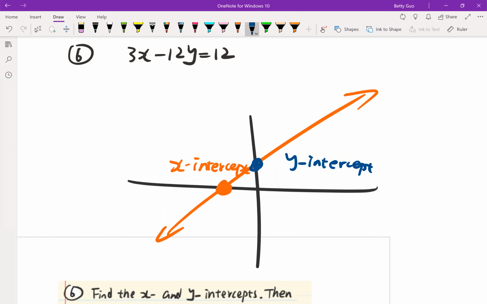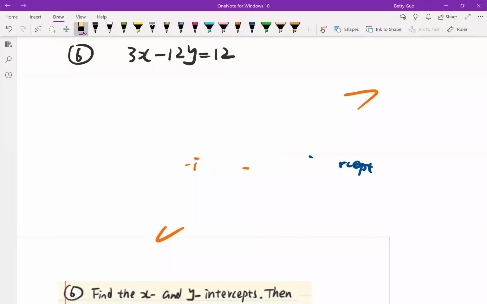All right, so that means the x-intercept is on the x-axis, so the y value of the x-intercept must be 0. Same thing: the y-intercept is on the y-axis, so the x value of the y-intercept is 0. So how do we find the x-intercept and the y-intercept?